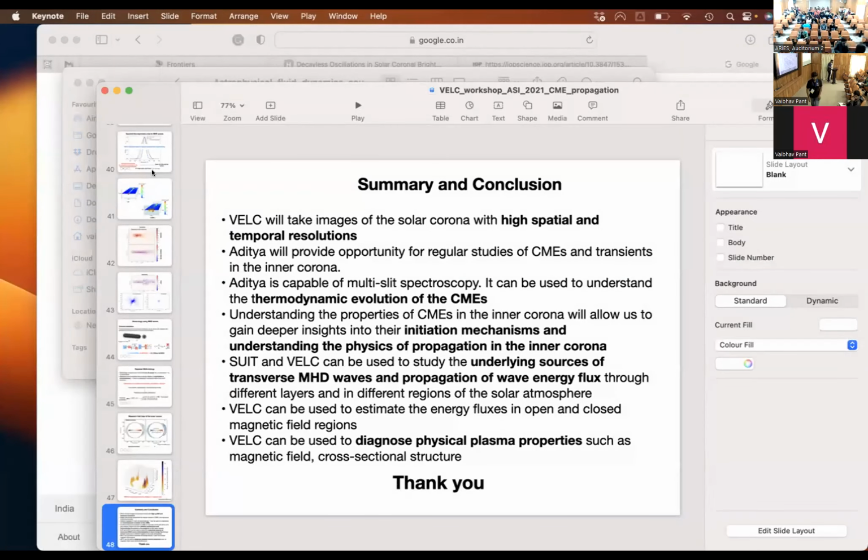Sir, is VELC a narrowband coronagraph, or does it have a wider band? Like LASCO C2 is narrowband. It is narrowband, it's not very wide. It's around 5,000 angstrom. I forgot the bandwidth. I will check and let you know the exact number.